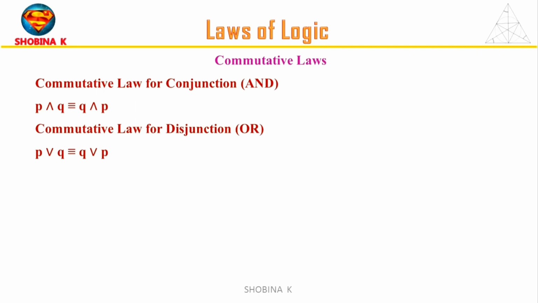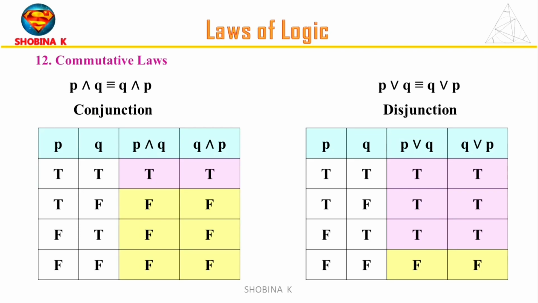And next we have P or Q is defined as Q or P. This law states that the disjunction of two propositions P and Q is equivalent to the disjunction of Q and P. That is, the order of proposition does not affect the result when using OR. On left we have the truth table for commutative law for conjunction. On right we have the truth table for commutative law for disjunction. And you can see the order of propositions does not affect the truth value of the expression when using AND or OR, confirming the commutative laws.